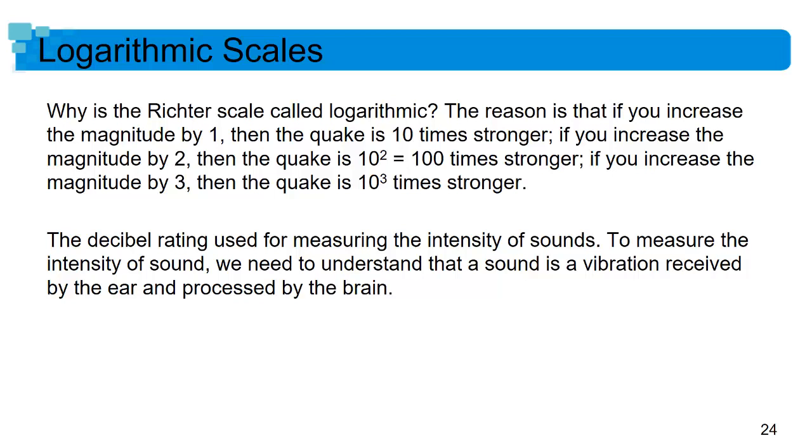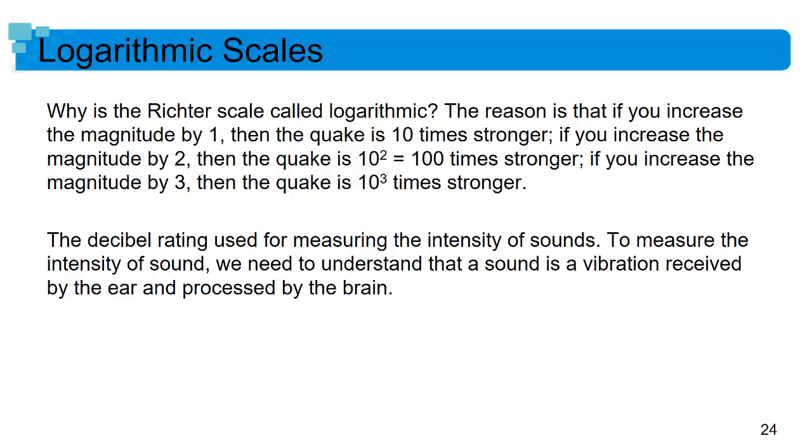The idea is that if you increase a magnitude, so if you go from a 4.0 to a 5.0, that 5.0 is actually 10 times stronger. And if you increase from a 4 to a 6, it becomes 10 squared or 100 times stronger. And if you go from a 4 to a 7, that's 1,000 times stronger. So you can see why we had to take logs for this scale, because otherwise the numbers just get out of hand. They get too big.